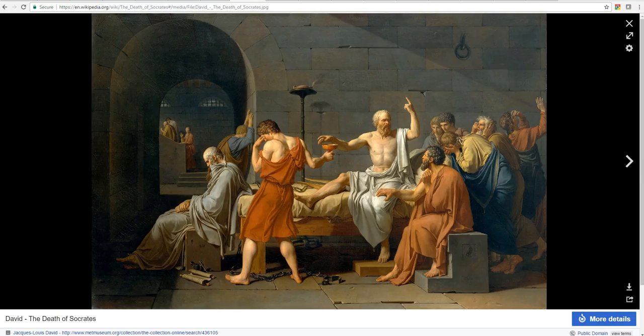Now, this is not something new. This is Death of Socrates. That's actually from the classical period. This is Jacques-Louis David, a French painter.